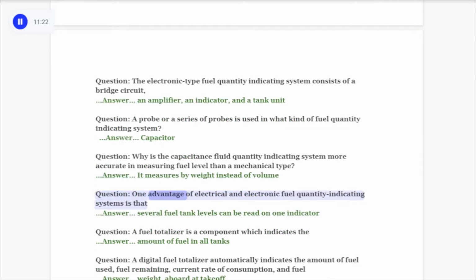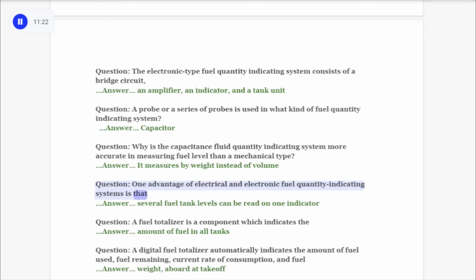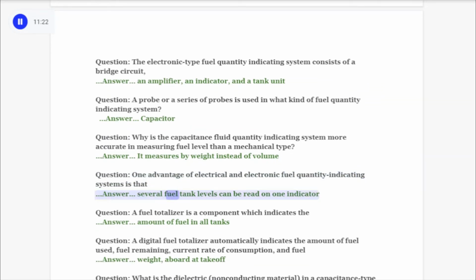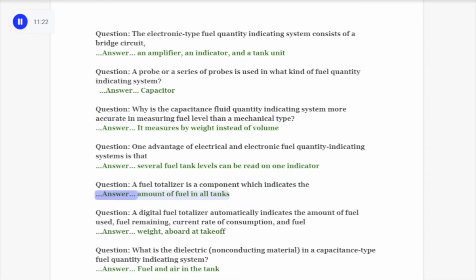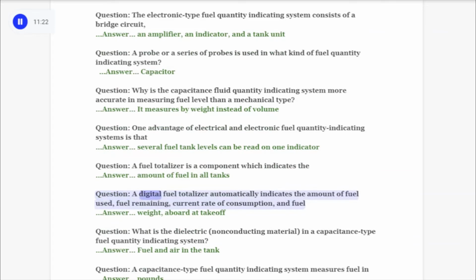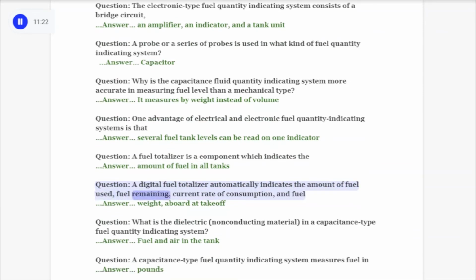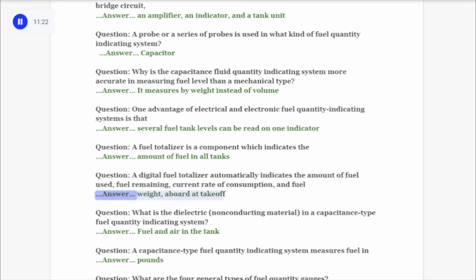Question: one advantage of electrical and electronic fuel quantity indicating systems is that? Answer: several fuel tank levels can be read on one indicator. Question: a fuel totalizer is a component which indicates the? Answer: amount of fuel in all tanks. Question: a digital fuel totalizer automatically indicates the amount of fuel used, fuel remaining, current rate of consumption, and fuel? Answer: weight, aboard at takeoff.